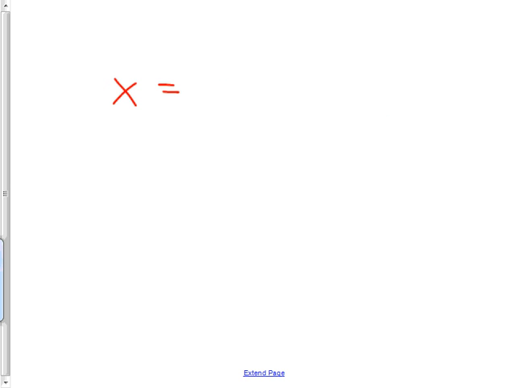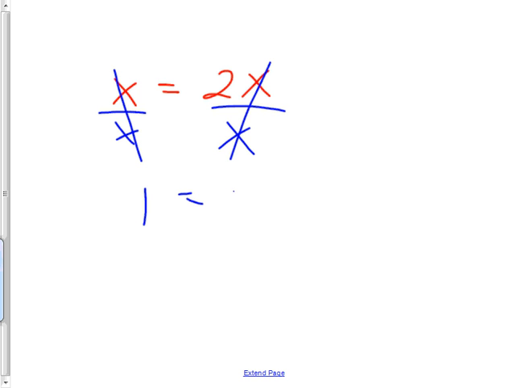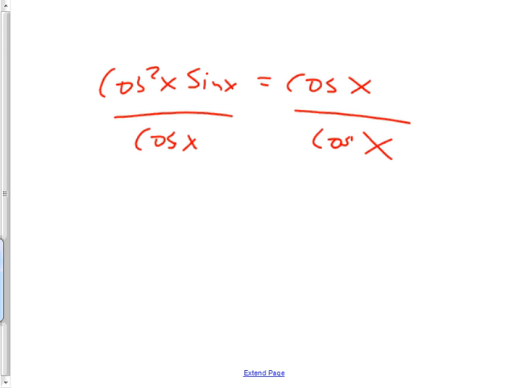x equals 2x, for instance. Okay, so let's divide this on both sides by x. Watch what happens. What's x divided by x? 1. These cancel, and what's the answer? Oh, 1 equals 2. All of math breaks down. So you can't divide by a variable on both sides. You can divide by numbers on both sides, but you can't divide by a variable on both sides. All right. The world will implode.